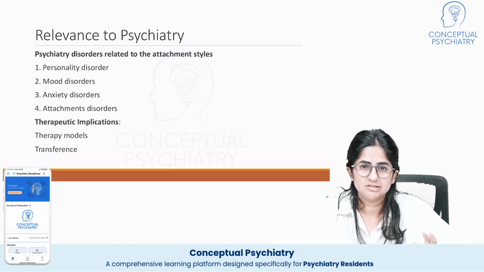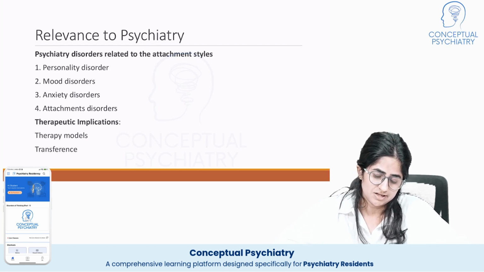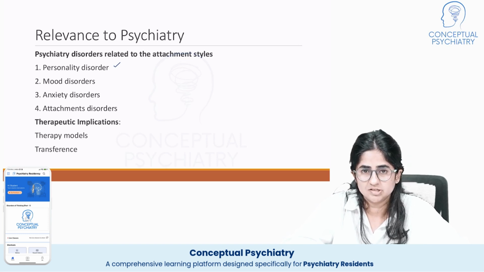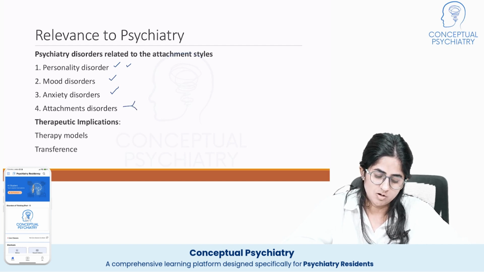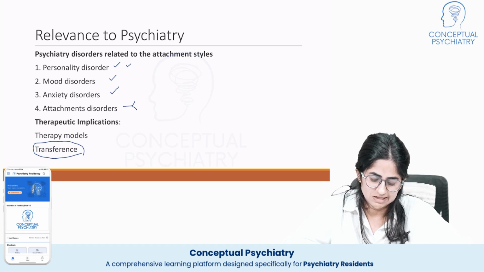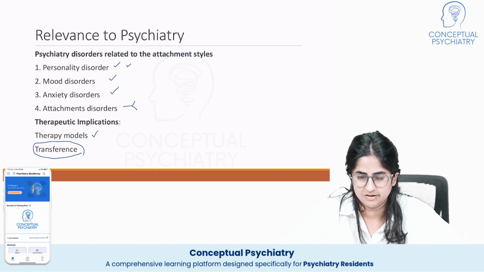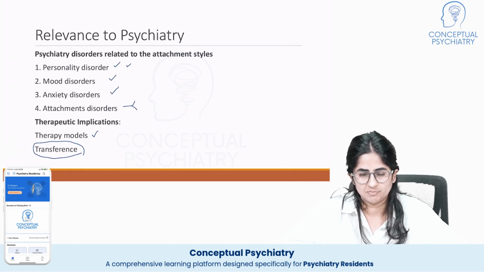Lastly, we have the relevance to psychiatry. Poor attachment style, or disorganized or any other sort of insecure attachment style, can be seen in borderline personality disorder, sometimes even antisocial personality disorder, mood disorders, anxiety disorders, and attachment disorders of both kinds, reactive or disinhibited, right? And we also can use the model of transference to help with these attachment problems, and there are various therapy models which are based on the attachment style specifically. That brings us to the end of this topic of attachment styles.